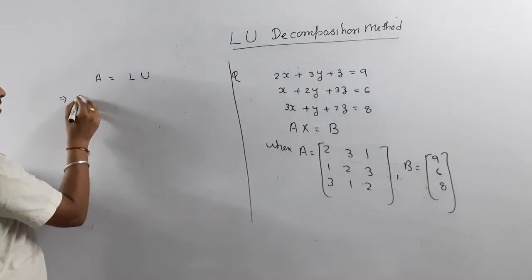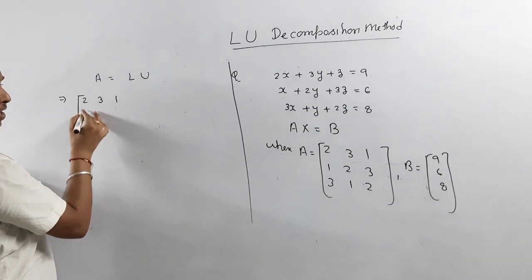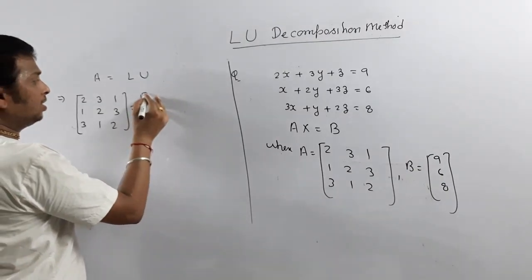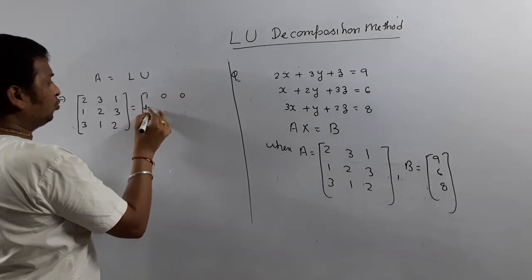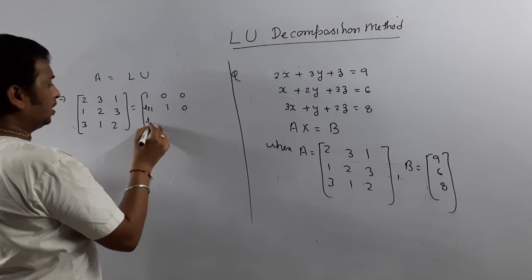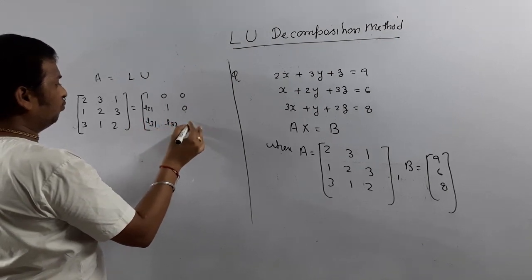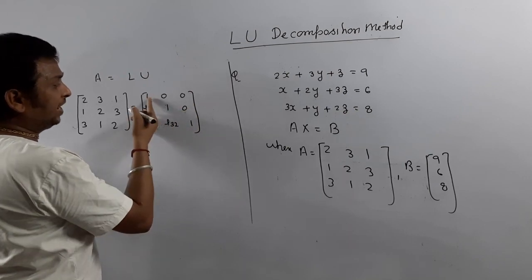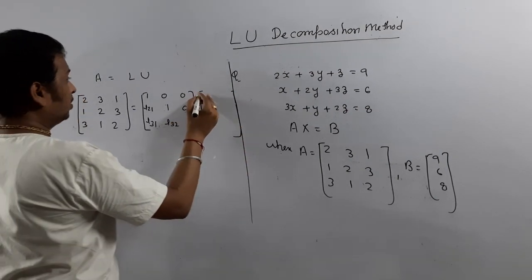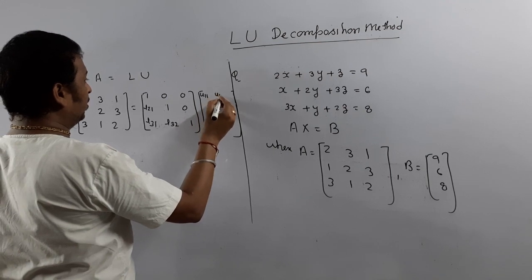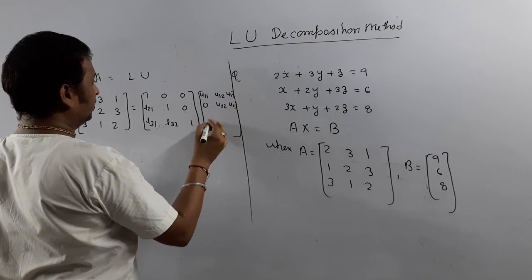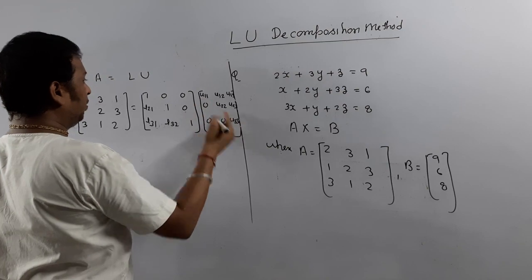A is 2, 3, 1, 1, 2, 3, 3, 1, 2. Earlier I explained the L value is 1, 0, 0, L21, 1, 0, L31, L32, 1. We have taken the diagonal entries 1 for L. And the U value is U11, U12, U13, 0, U22, U23, 0, 0, U33. Below the diagonal the entries are 0.